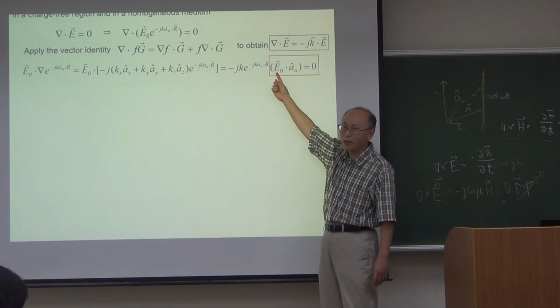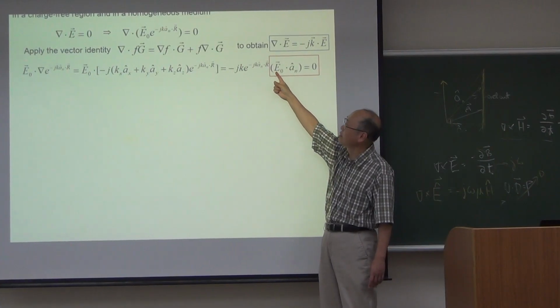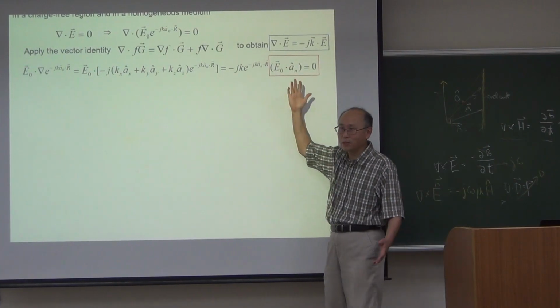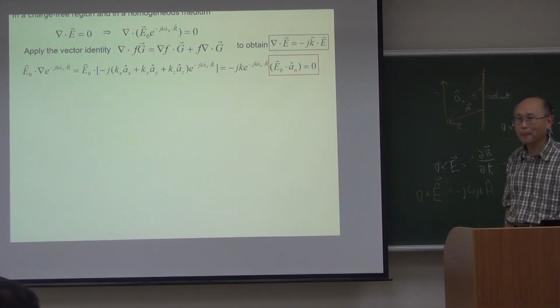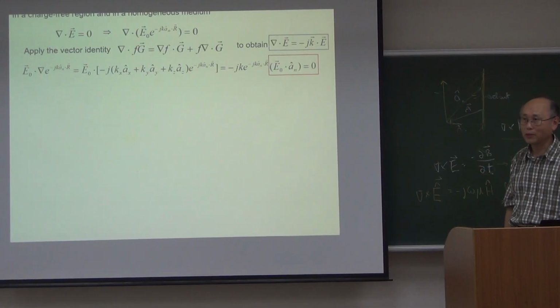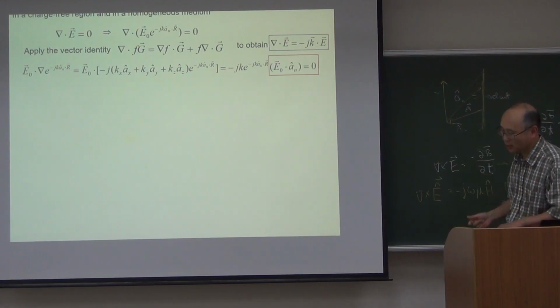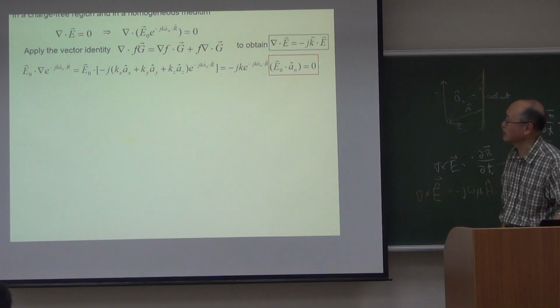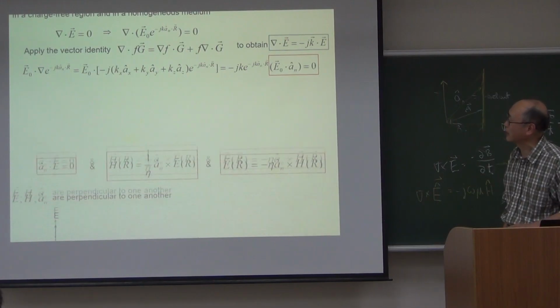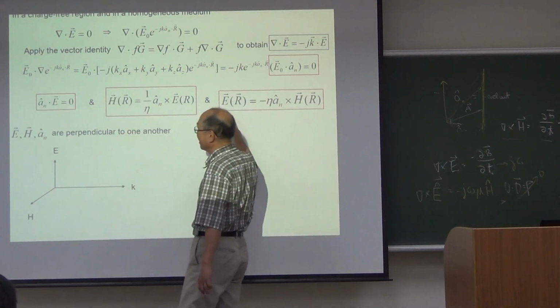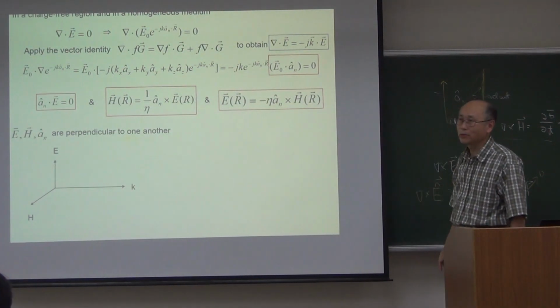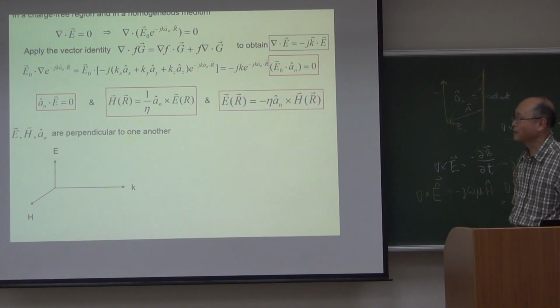If something is there, and you project it onto some direction and it is 0, well, then it means that they are forming a 90-degree angle with respect to each other. All right. So this is another directional relationship between E and H. All right. So you have 3 relationships right here. This allows you to construct the physical picture of electromagnetic wave.